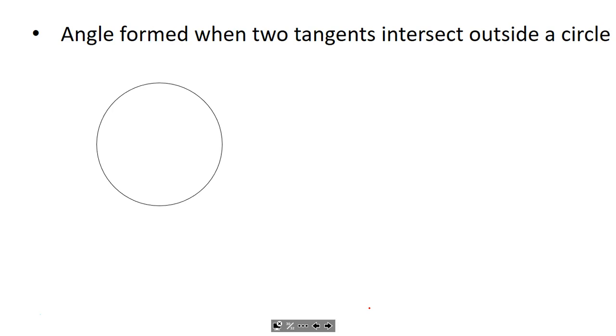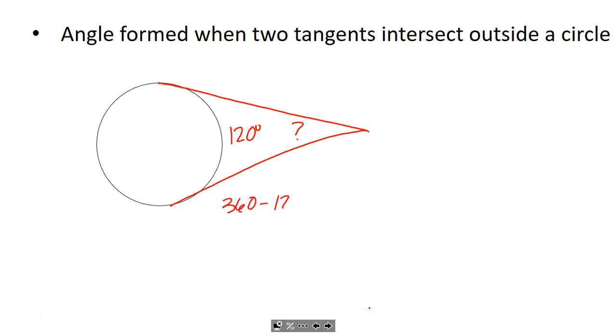Now this one's a little tricky sometimes, only because it only touches our circle at one point. So if we're looking for this angle in here, and let's just say that this was 120, then the way that we would find this outside arc is to go 360 minus 120, and that would be 240. That's how we would find our outside arc.